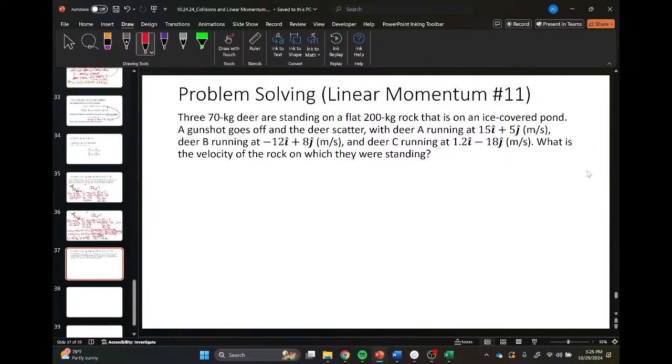Again, if you're visualizing this problem, that should be very obvious. Otherwise, deer C is literally plummeting headfirst into the ice at 45 miles per hour, which is not what's happening.